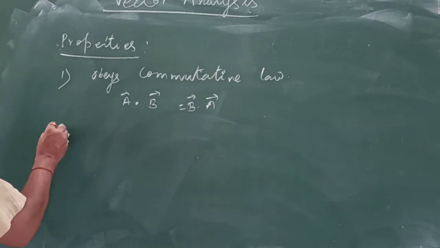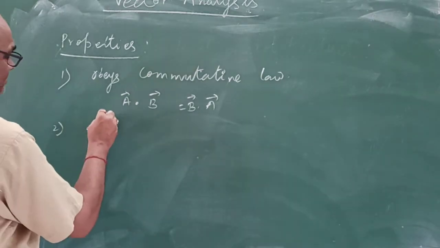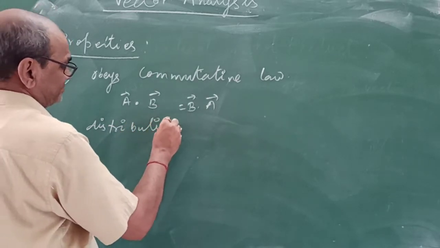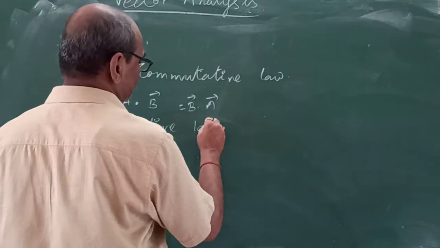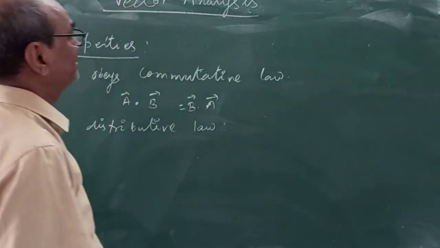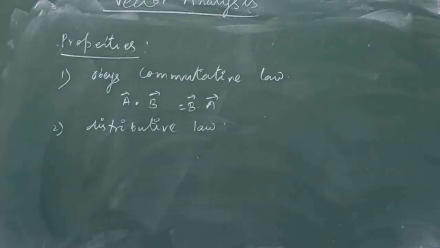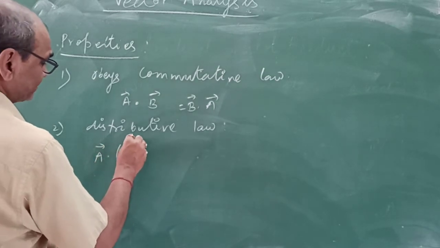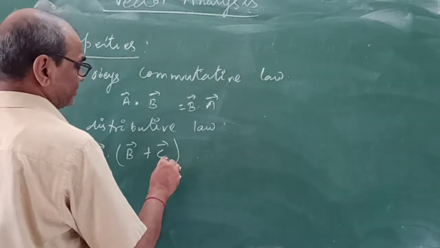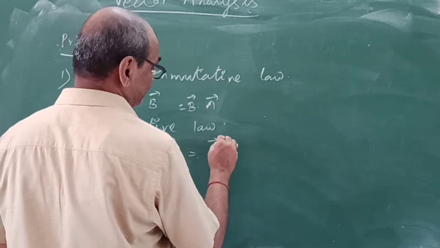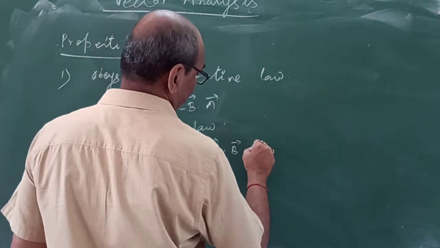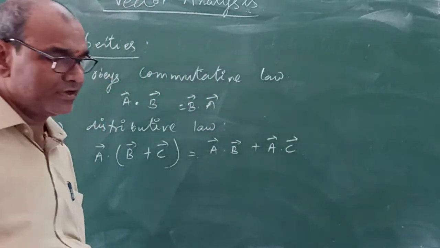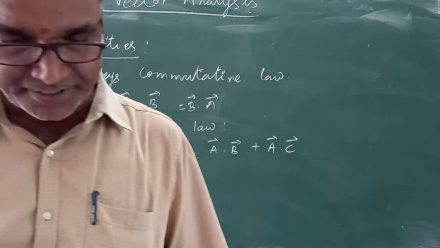Second one, distributive law. All of you know the distributive law from algebra. The dot product of three vectors obeys the distributive law. Therefore, A dot (B plus C) is equal to A dot B plus A dot C. Third one, a very important property.